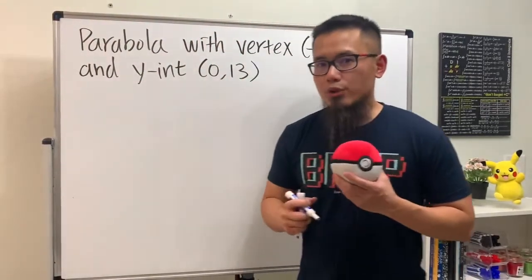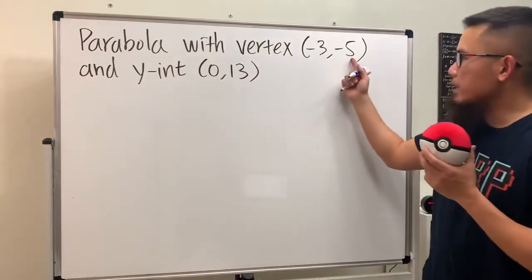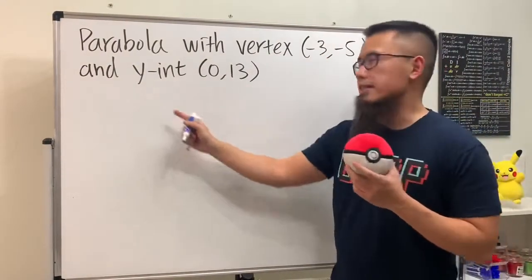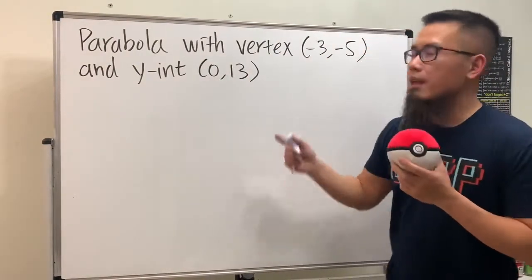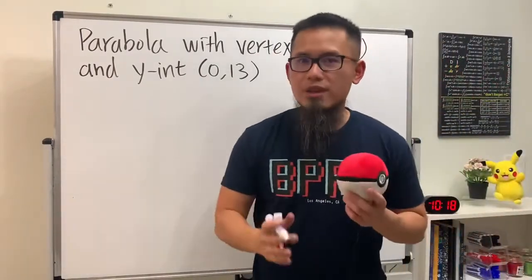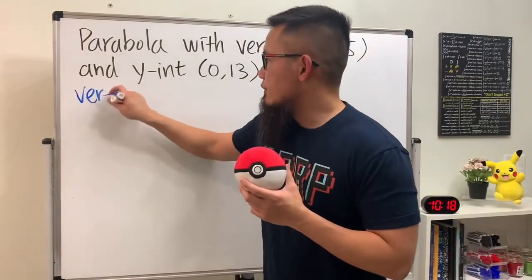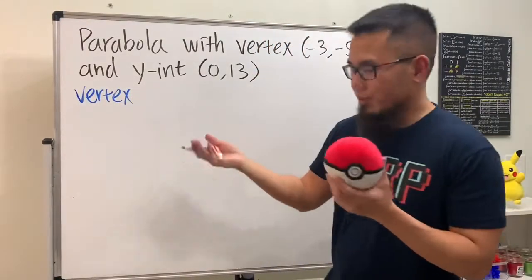For this question, we are going to find the equation of the parabola with vertex at -3, -5, and the y-intercept is at 0, 13. And because we're given the vertex, of course, let's start by using the vertex form of the parabola. So let me write that down right here for you guys. And of course, this is the form that you have to remember.